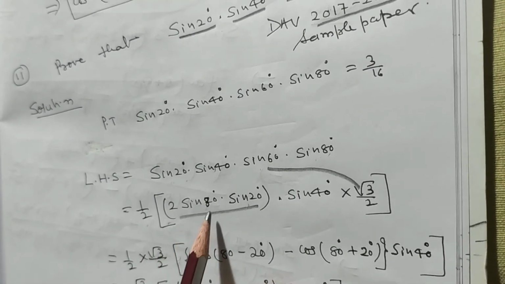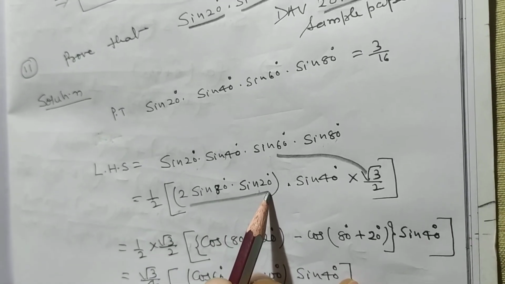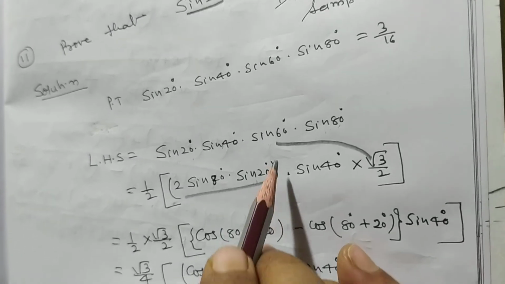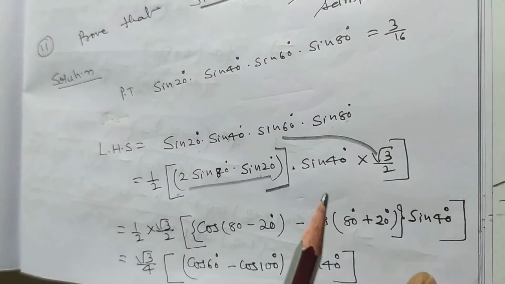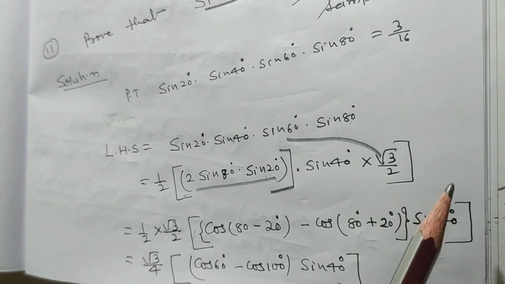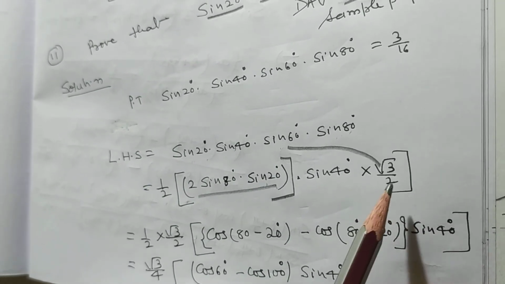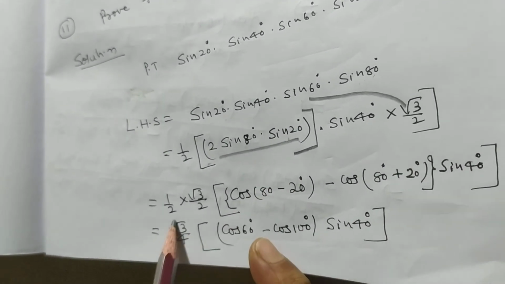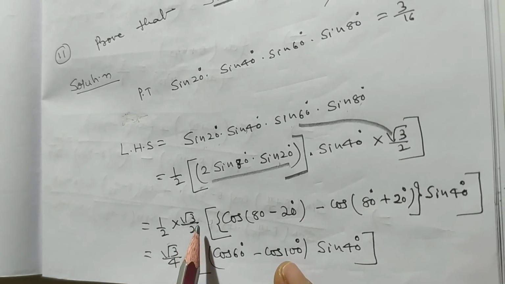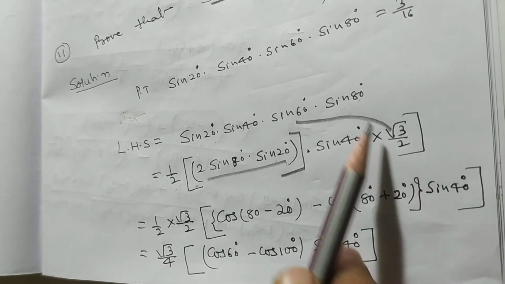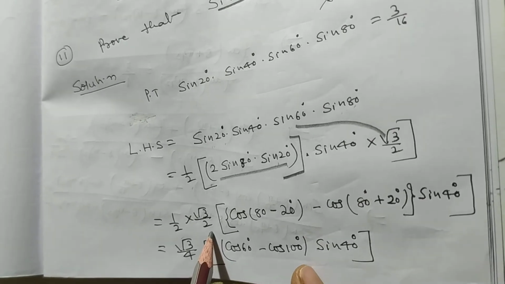Half, 2 sin 80 into sin 20, sin 40, root 3 by 2. So now half root 3 by 2. Put the value of sin 60 is equal to root 3 by 2.